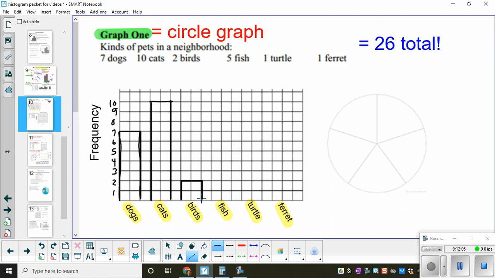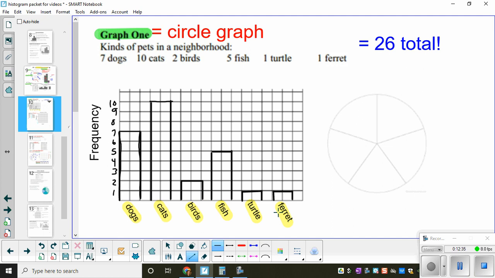Go ahead and be drawing these bars here with me. There were 5 fish. So we've got 5 fish. The height of this one is going to be 5. A friendly reminder again that we've got spaces in between these because these are not intervals. For a histogram, there shouldn't be any spaces, and we're going to see an example like that down below in a second. Just 1 turtle and 1 ferret.